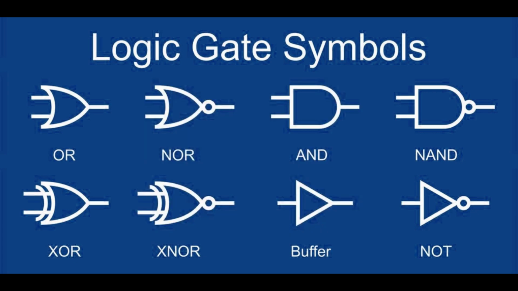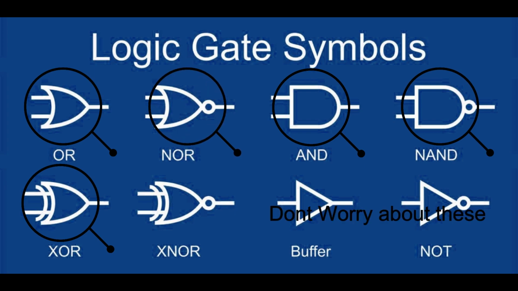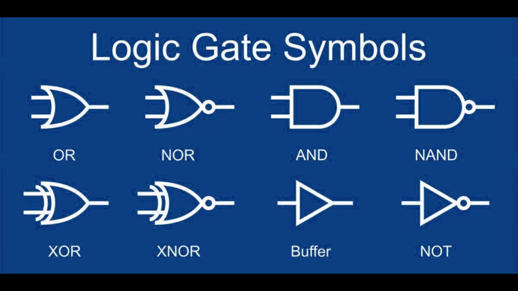I'll be going over 6 basic logic gates. There are others, but for this video, I'm going to go over these 6. The 6 include the AND gate, OR gate, XOR gate, NAND gate, NOR gate, and XNOR gate. Okay, let's now go over the logic gates.